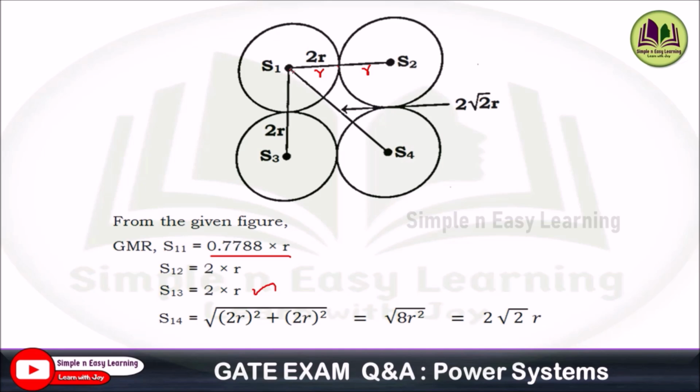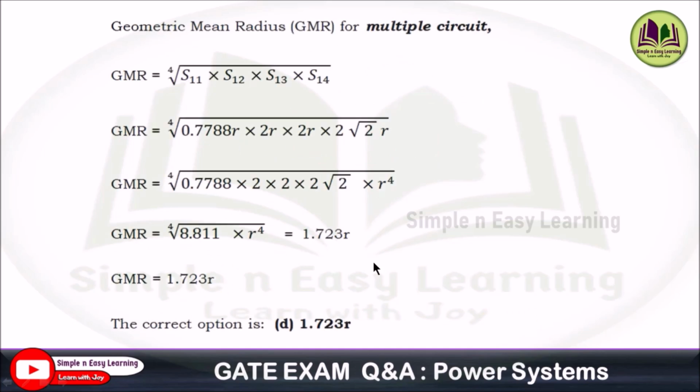The geometric mean distance between S1 and S4 can be determined using the Pythagoras theorem. Consider the right angle triangle and apply the Pythagoras theorem. This distance is 2r and this distance is also 2r. So the root of 2r squared plus 2r squared gives you the root of 8r squared, which equals 2 root 2 r. So now the geometric mean radius for multiple circuits.